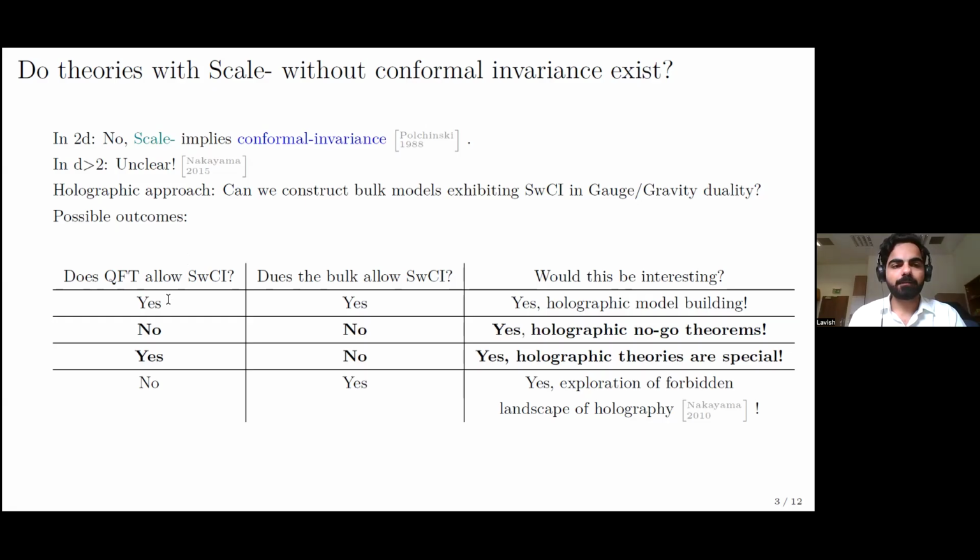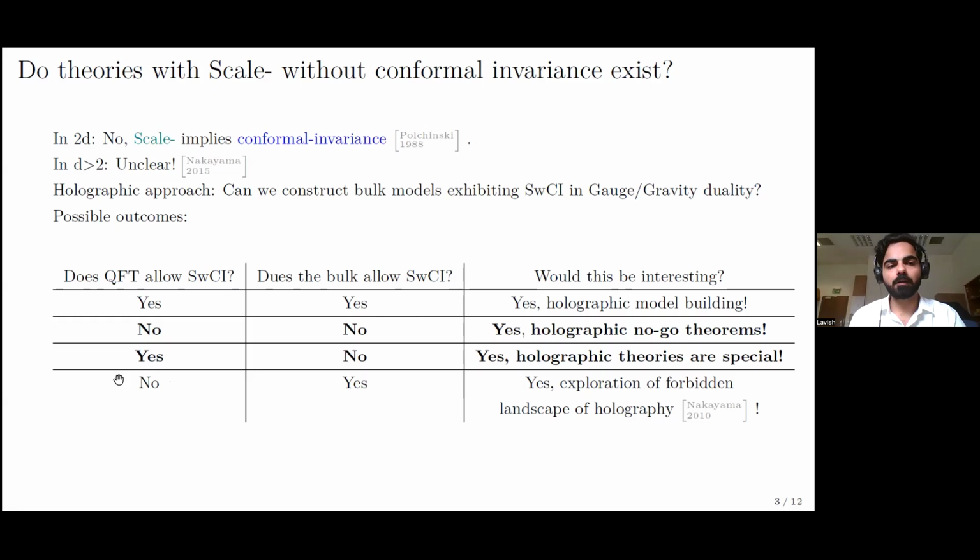If we get that quantum field theory allows for scale without conformal invariance, and while constructing the bulk model we again find that the bulk allows for scale without conformal invariance, that would be the first step towards building a holographic model. If quantum field theory doesn't allow for scale without conformal invariance and the bulk also doesn't allow, that would lead to a holographic no-go theorem.